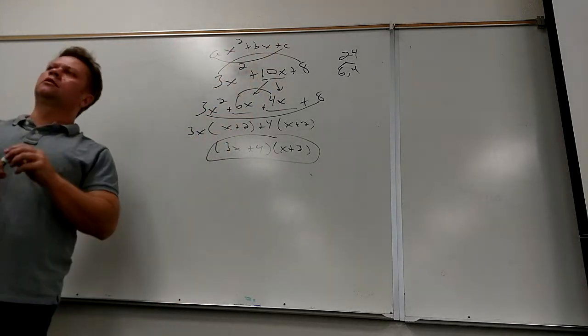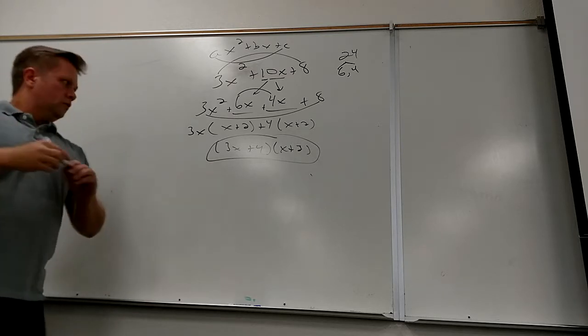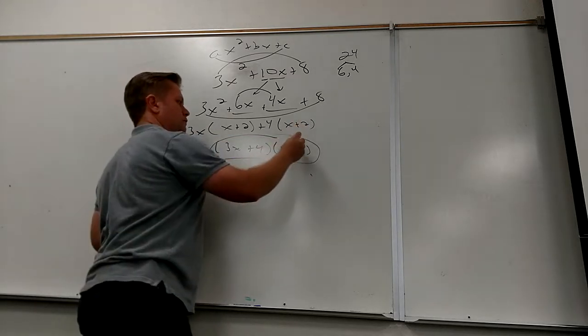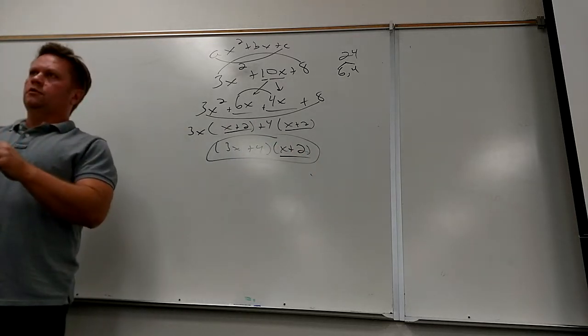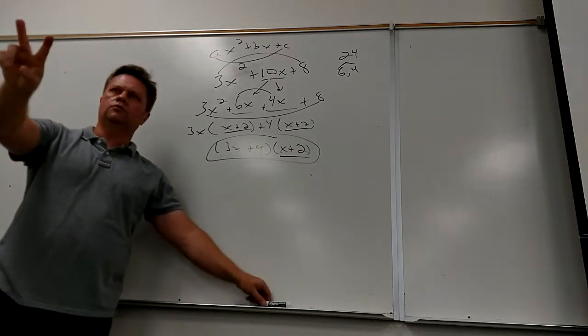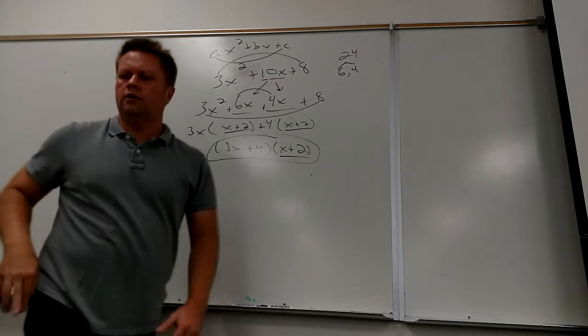Yes, sir? So it was 3x plus 4 and then x plus 2. Sorry, 2, because that's what's common to both. So that's the GCF right there. So you guys try the other 2 that are down there.